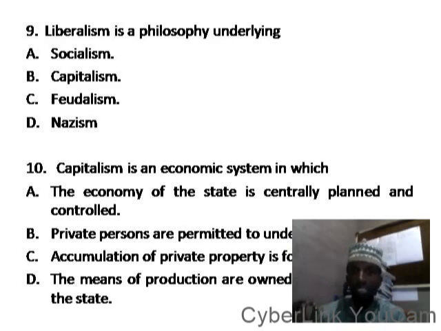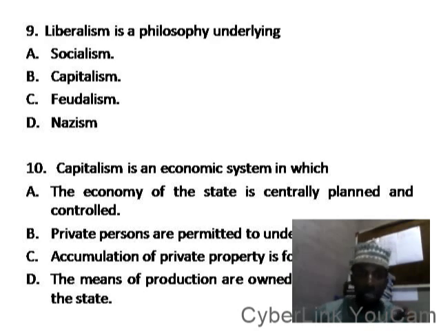Now number 10 says capitalism is an economic system in which A. The economy of a state is centrally planned and controlled. B. Private persons are permitted to undertake enterprises. C. Accumulation of private property is in the hands of individuals. D. The means of production are owned and controlled by the state. What is the correct answer?